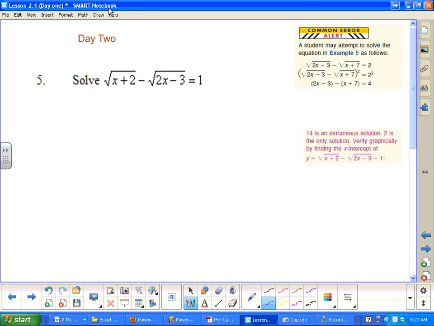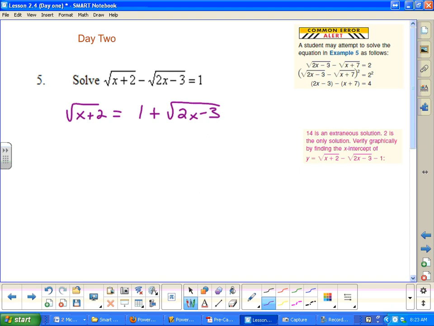So whenever you have an equation with two radicals, you want to make sure they're on opposite sides of the equal sign. So we'll start out and we get the square root of x plus 2 is equal to 1 plus the square root of 2x minus 3. All right, so we're adding the square root of 2x minus 3 to both sides.